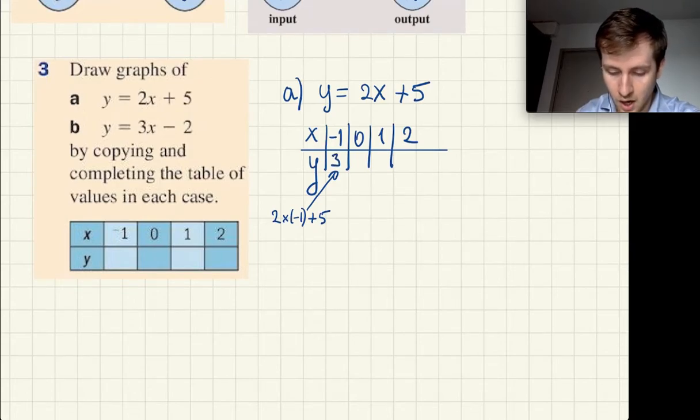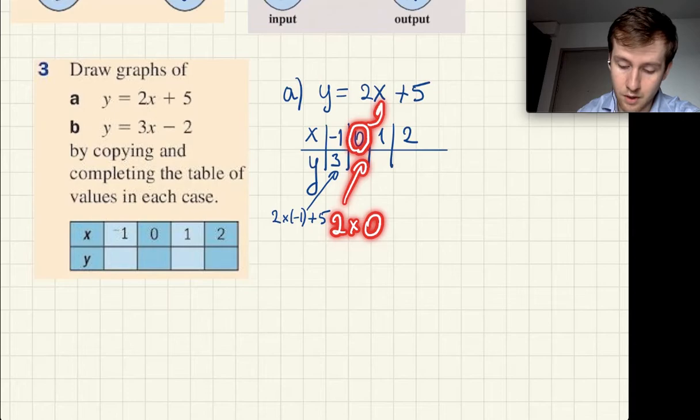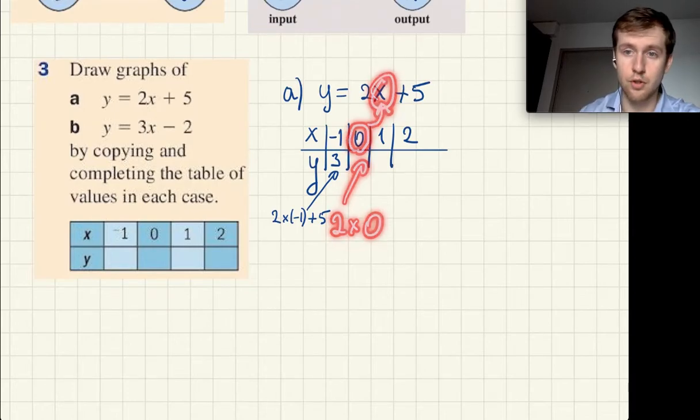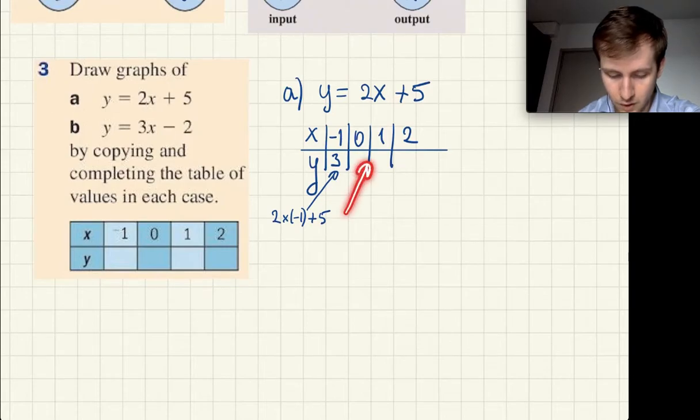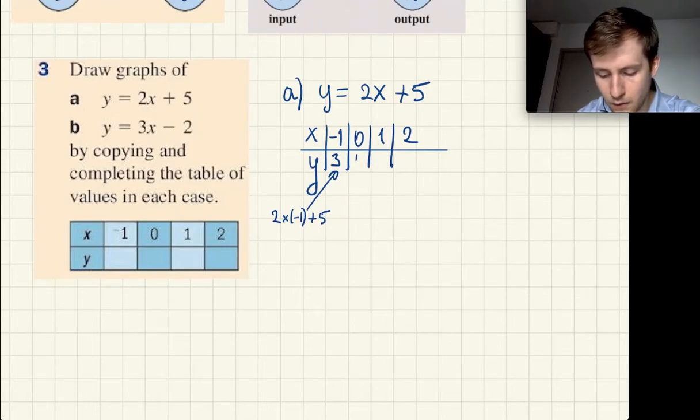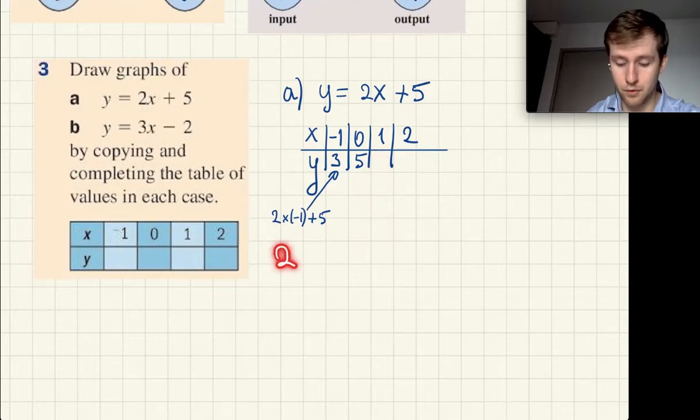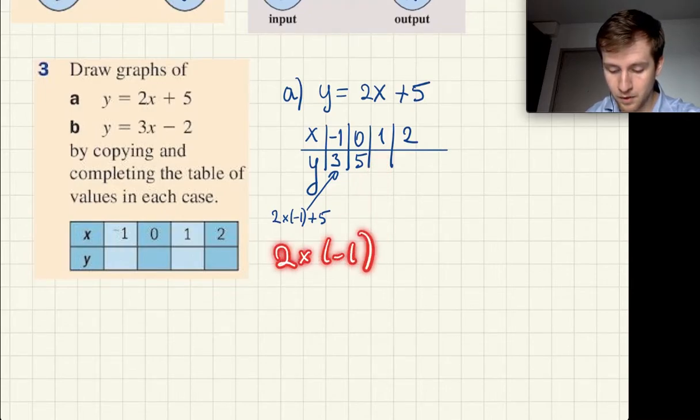Next one, here we have 2 times 0, because x is 0. So again, instead of x, we get 0 in here. So it's going to be 2 times 0 plus 5 this time. 2 times 0 plus 5 equals 5. Next one we do 2 times 1. So you see how it happens. We do 2 times -1 plus 5.